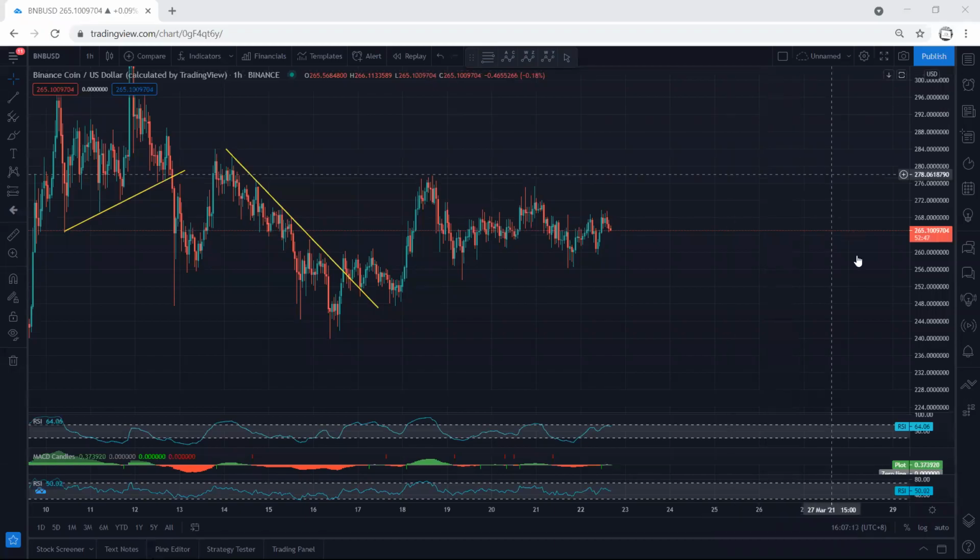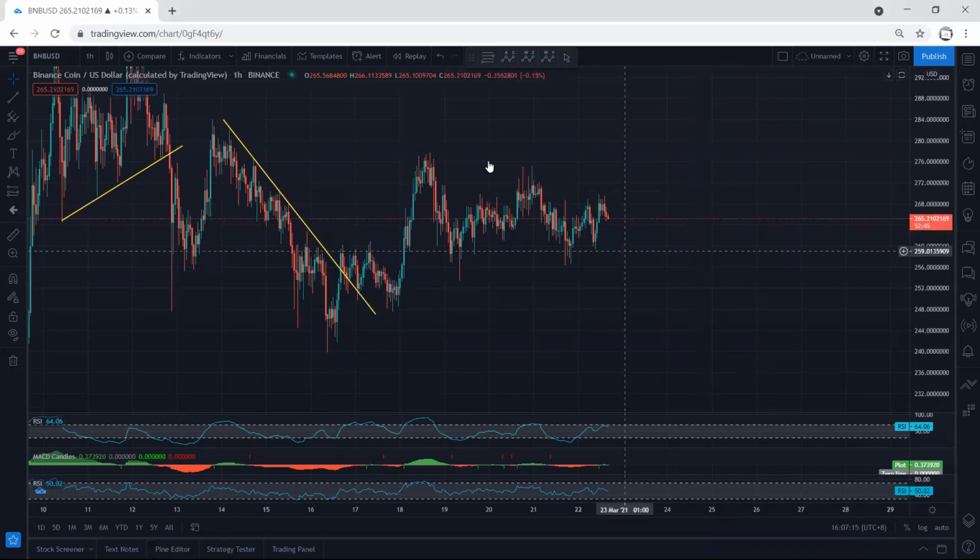BNB, we start with 1 hour chart. If you refer to our analysis, when the price was here, we were expecting the price to drop. But as you can see, the price dropped, but it couldn't break this low. Now we want to see how we can look at this, whether this one can turn to a bigger correction.